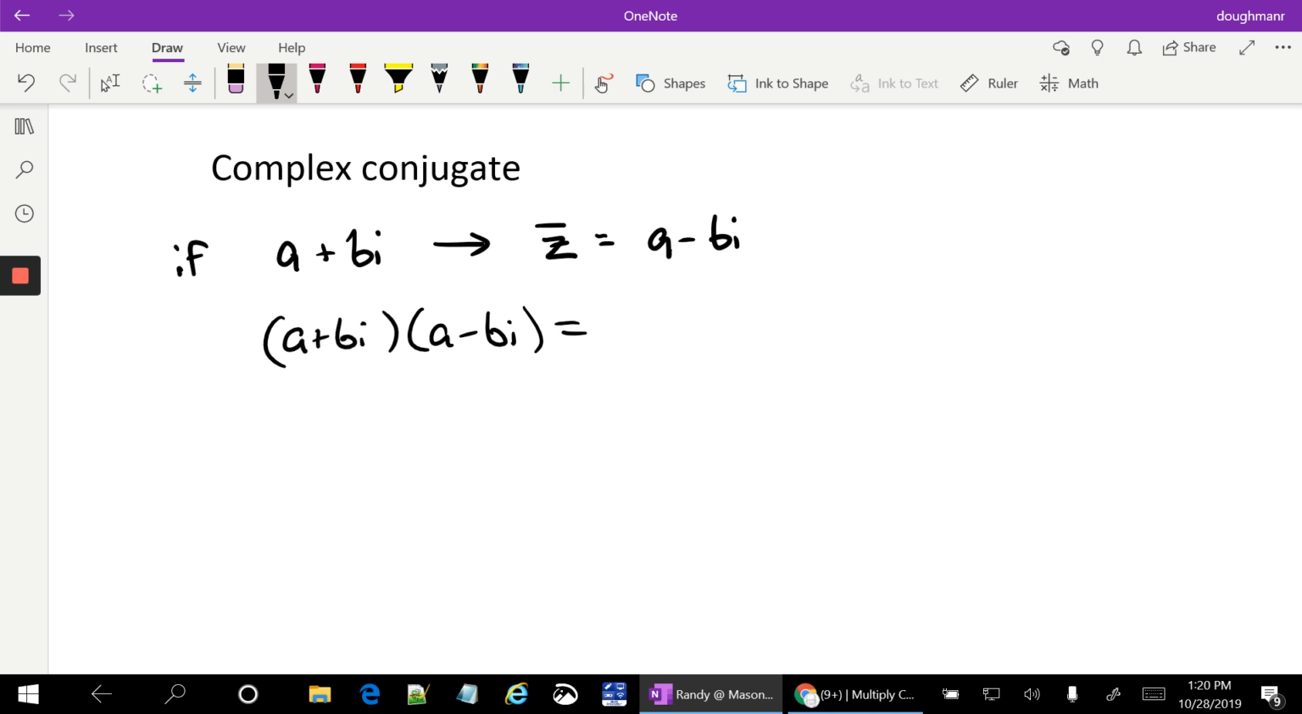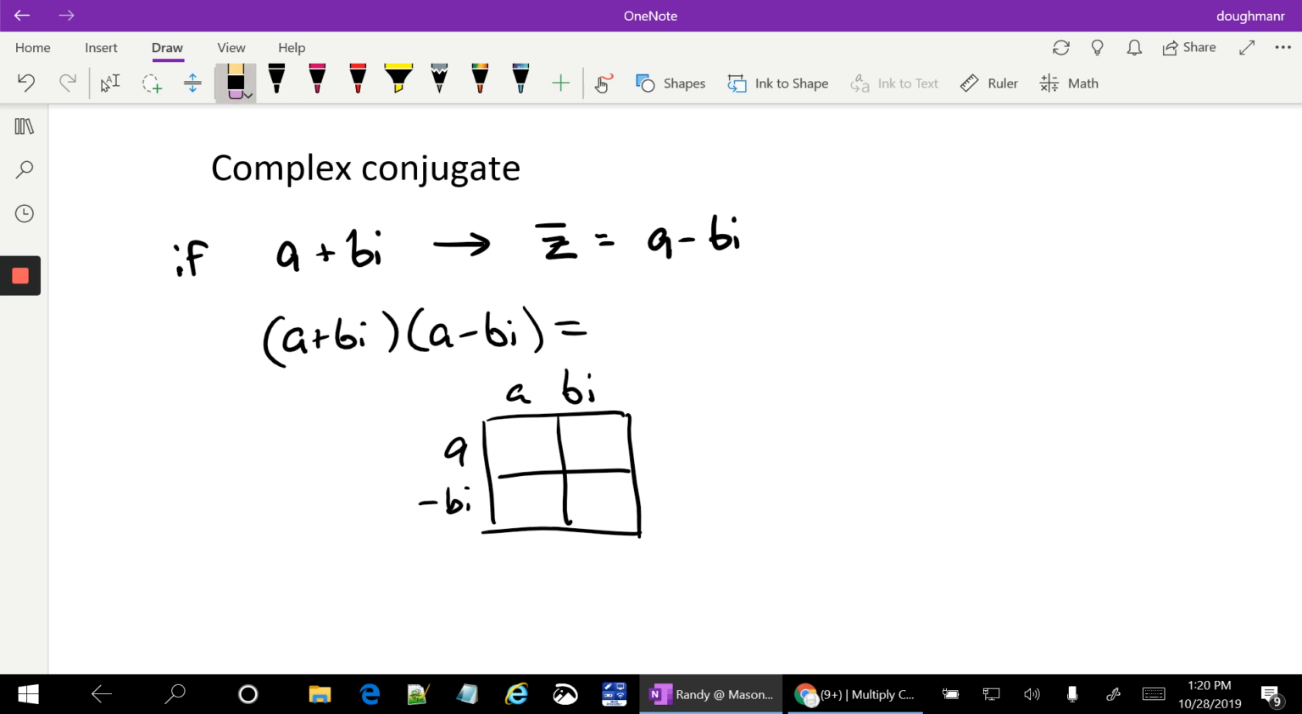All right, let's see what happens. So I've got a plus bi here and a minus bi here. It's a times a, so that's an a squared. And here I get an a times b times i, and here I get a negative a times b times i, and a nice thing happens, those terms just cancel one another out. And then in here I get the opposite of b squared i squared.